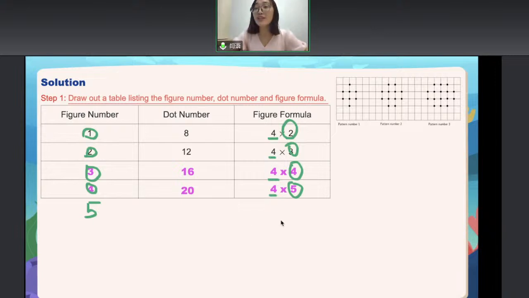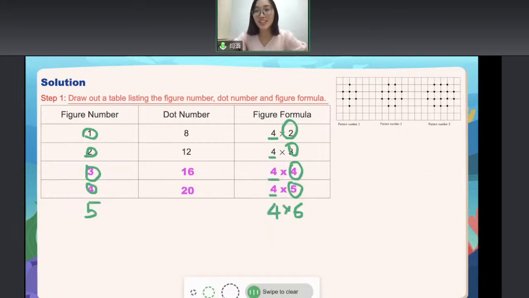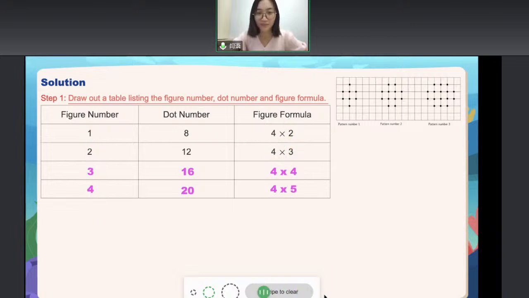Okay, the figure number is 5. Could you please tell me that is 4 times what? Is it 4 times 5 again? No. Actually, you see, based on the figure number, we always plus 1, right? So if the figure number is 5, actually, we need to multiply by 6.